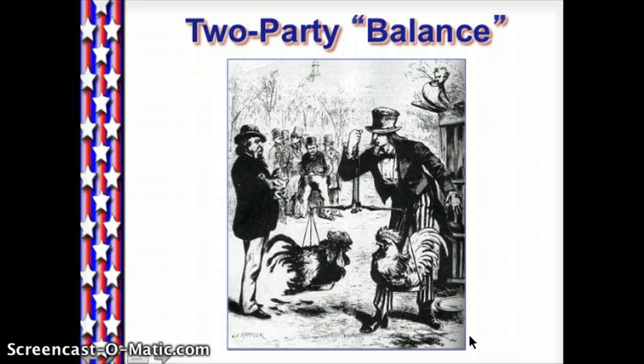So, one political cartoon that describes this is Uncle Sam here in his pinstriped pants at a county fair, and he's weighing the Democrats and the Republicans and seeing that they are fairly balanced. Now, you can draw your own inferences from this political cartoon. It seems almost as if Uncle Sam might be trying to sell one or more of these chickens to a potential buyer.